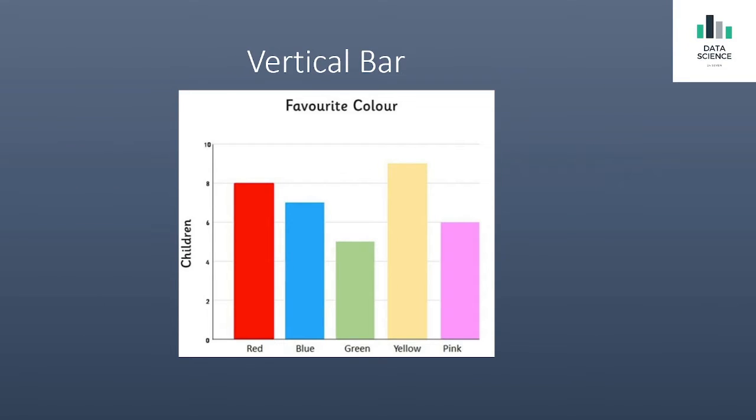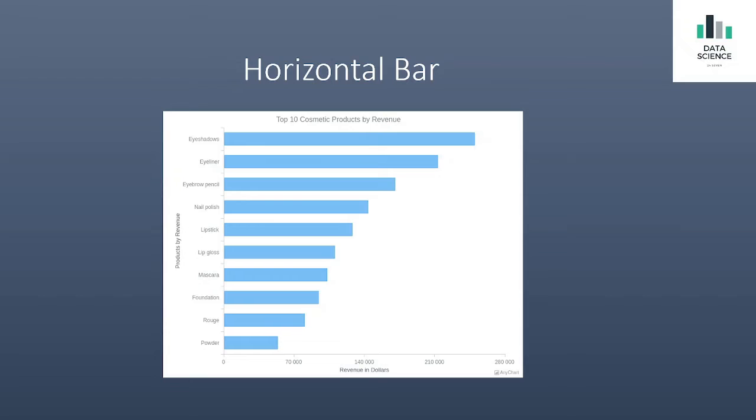at the vertical bar. Why is it known as a vertical bar? Because the rectangular bars are standing vertically, and here the discrete categories are given on the x-axis. On the other hand, in the horizontal bar, the discrete categories, that is cosmetic products in this graph, are given on the y-axis. That is why the rectangular bars are lying horizontally and hence it is known as a horizontal bar.